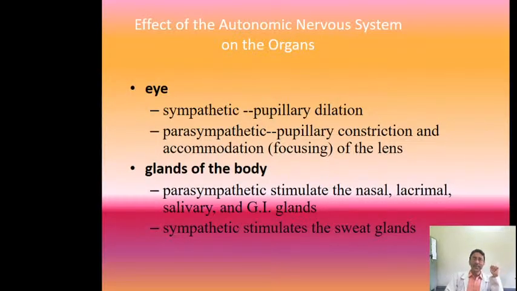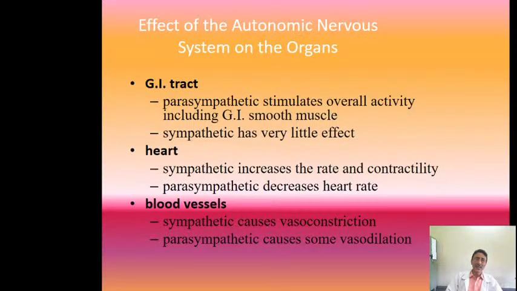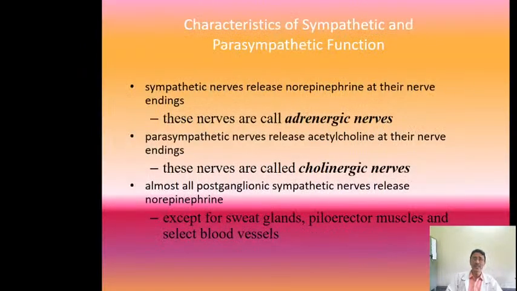Now this is the same thing here. Organ-wise, I have given sympathetic stimulation to the eye, pupillary dilatation, parasympathetic pupillary constriction. Glands, as I said, increase the secretions. GI tract, increased smooth muscle activity, increased secretions. Whereas in the heart, sympathetic increases the heart rate and the force of contractions, whereas the parasympathetic decreases the heart rate. Now let us come on to the neurotransmitters which are being released.